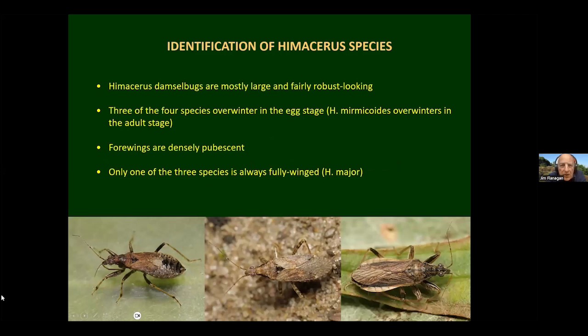So I'll go into the identification of Himacerus species. They're mostly large and fairly robust looking. They've got a reddish brown look to them, with stripy tibiae, and they are fairly readily recognizable as Himacerus, especially the tree and the ant damsel bugs. The forewings in Himacerus are also densely pubescent, unlike most of the Nabis. Only one of these three species is fully winged, which is the specimen on the extreme right-hand side on that set of photos there.